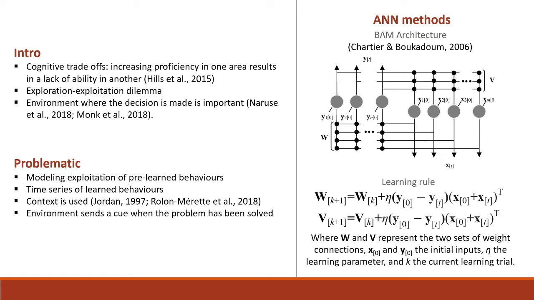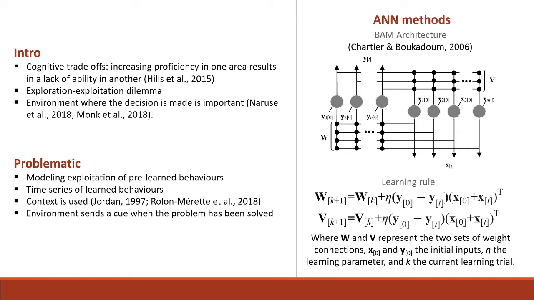Understanding exactly how animals and humans switch between these two processes and how each of them works is crucial to understanding how we adapt, learn, behave, and survive. An important factor is the environment in which an animal makes a decision. The present study looks at the exploitation half of the dilemma, using environmental context as a cue. Each behavior is learned separately and in different time series.